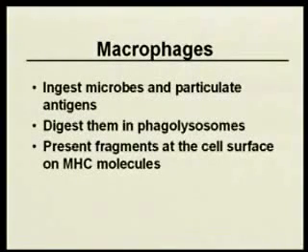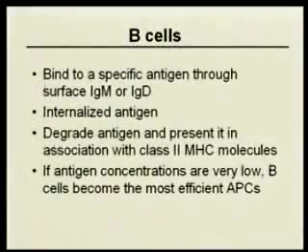The second population of APCs are the macrophage. You've heard a lot about these. They primarily act by gobbling up or ingesting different microbes. These are then digested in the phagolysosome, and then they present the fragments on the cell surface, again in association with the MHC class 2 molecule. And the third type is the B cell.